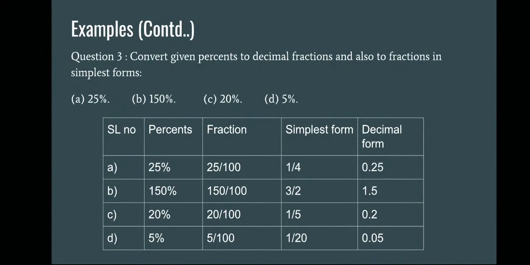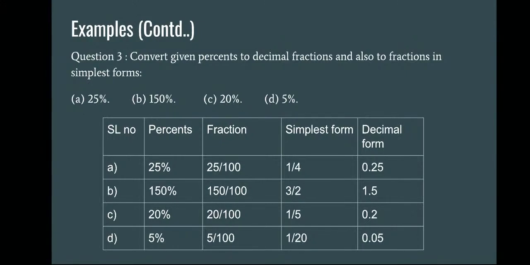150%. 150% in fraction is 150 divided by 100. In simplest form it is 3 by 2. I'll say why: 50 3s are 150 and 50 2s are 100. So it's nothing but 3 by 2. And taking the decimal part, it's nothing but 1.5, because 150 divided by 100 is 1.5.